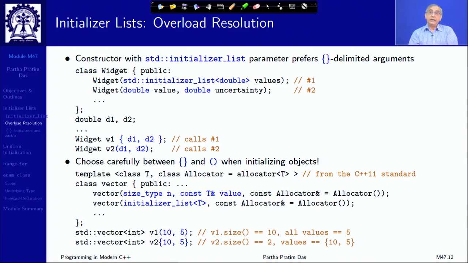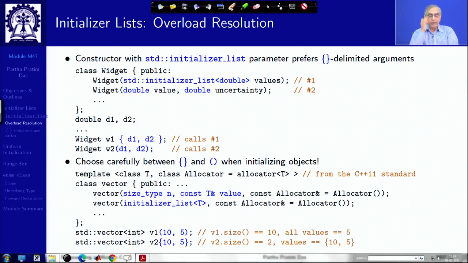Now, naturally, since you have multiple constructors, there will be overload issues. You must have understood now that if I have curly braces, then the initializer list constructor, if it is there, will be preferred. Here I have one which is an initializer list constructor and one which is a simple parameterized constructor. So, for the same d1 d2, if I define w1 with curly braces, it will call 1, but with parenthesis it will call 2.